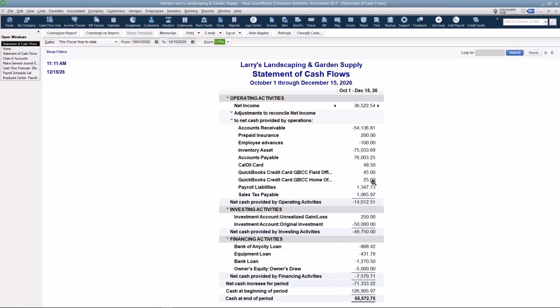Same with our credit cards, right? We've spent that money on a credit card, essentially a cash equivalent, but we haven't paid that credit card yet. Payroll liabilities, sales tax payable, those are all going to be the same, okay? So these are all things that are related to the normal everyday primary operations of your company, okay? Accounts receivable, accounts payable, inventory, payroll, etc.